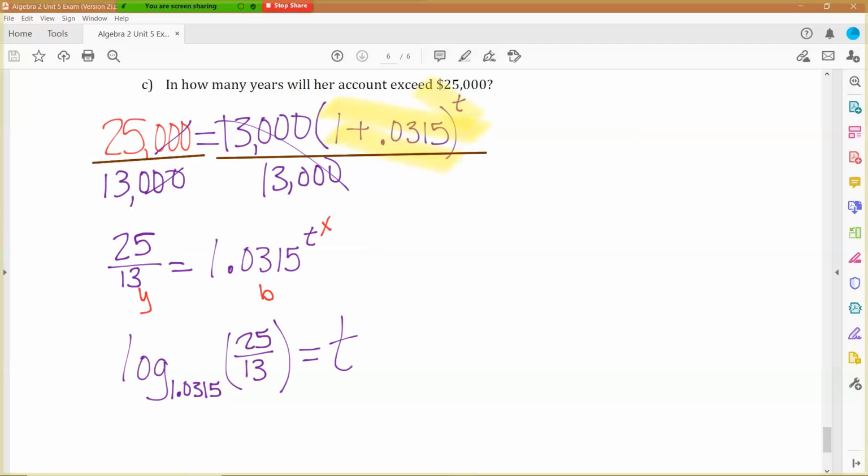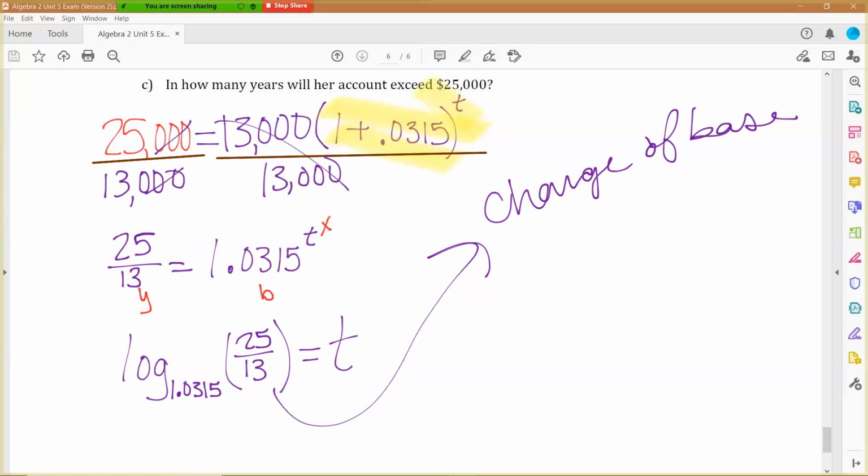We're almost there. Remember earlier, once you have a log with a crazy base, the only way you can figure that out is to use the change of base. So we're going to use change of base so that we can figure out what t equals just using our calculator. So log of 25/13 divided by log of 1.0315. That's going to give us t, or our time that it's going to take for her to have $25,000 in her account.